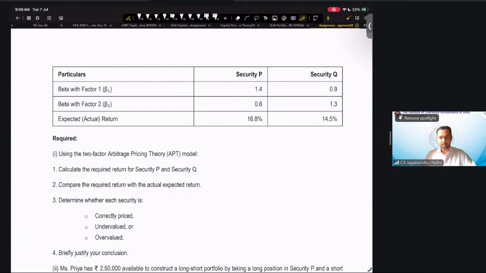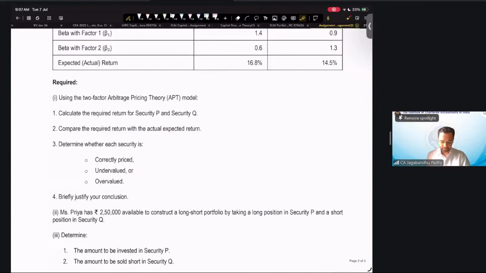Using a two-factor APT model, you have to calculate the required return for security P and Q. Compare the required return with the actual or expected return. Determine which security is correctly priced, undervalued, or overvalued. And briefly justify your conclusion.